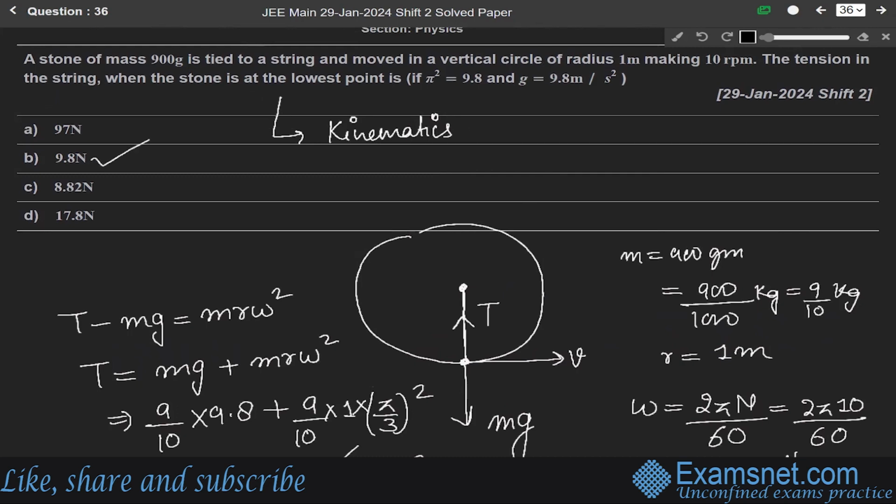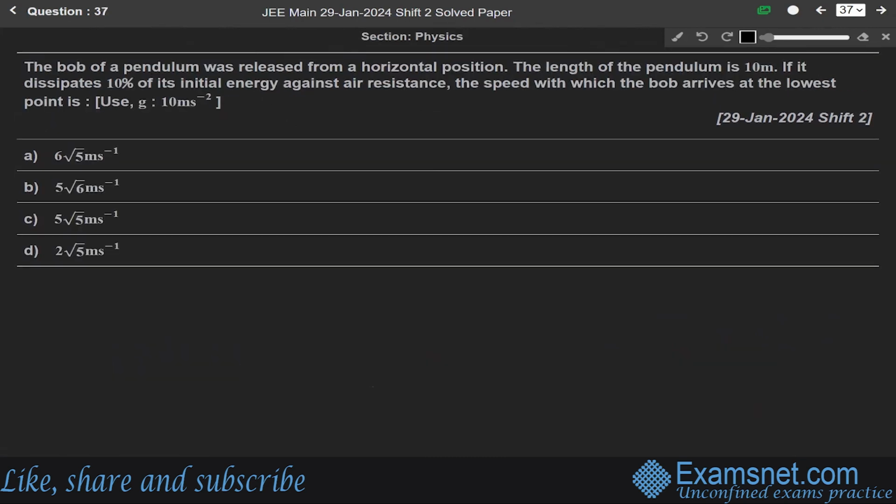Okay. Now next question, 37. The bob of a pendulum was released from a horizontal position. The length of the pendulum is 10 meter. If it dissipates 10% of its initial energy against air resistance, the speed with which the bob arrives at the lowest point is, we have to find the speed. So student, this question is from the chapter of oscillations and waves.